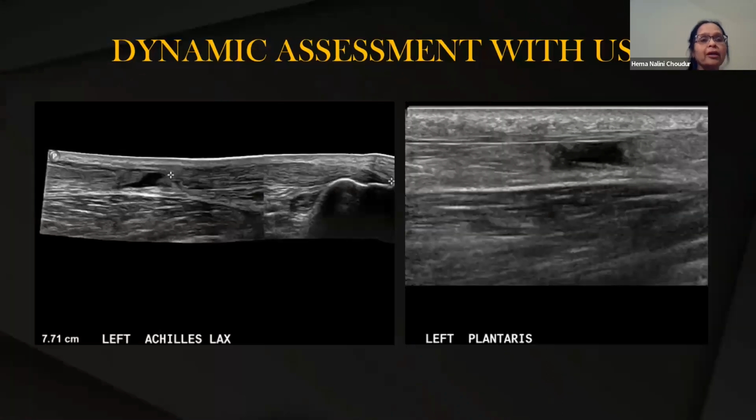So let's look at ultrasound and see how it is superior. Now, if you see, this is the long axis of the Achilles tendon, which has ruptured. You can see that the rupture is 7 centimeters proximal to its calcaneal attachment, and this is before the plantar flexion is done. You can measure the gap between the two ends and then do a plantar flexion and, on dynamic assessment, see how close these two ends are coming together.